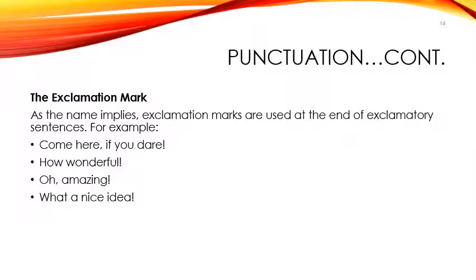Then the last punctuation mark is called an exclamation mark. We have taken the first one, which is called full stop or period. The second one is a question mark. The last one is an exclamation mark. An exclamation mark is used at the end of exclamatory sentences, that is, to some extent, to express emotion. For example, come here if you dare. How wonderful. Oh, amazing. What a nice idea. Can we see? All these sentences are relatively expressing what?